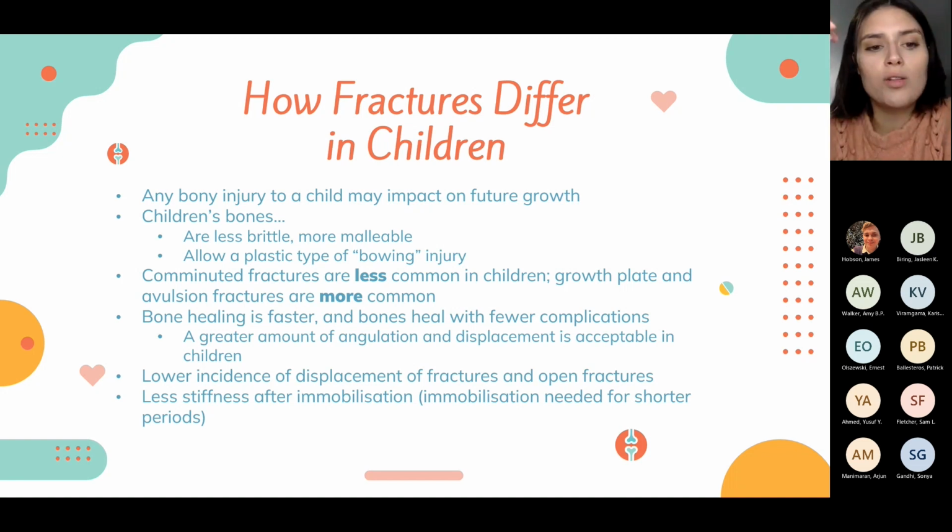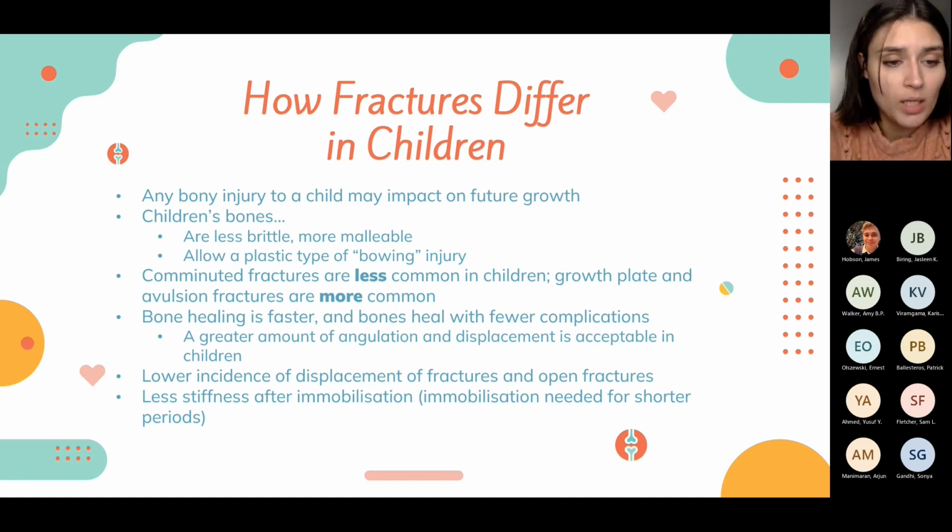There can be a greater amount of angulation and displacement in fractures before you become worried in children, because they can kind of correct for that a bit better. And there is a lower incidence in the first place of fractures that are displaced and open fractures as well in children. Basically, their bones are a bit soft and bendy, which kind of plays in their favour a lot of the time. They also get a bit less stiffness after immobilisation, and that's generally because they don't need immobilising for as long a time as adult bones, because they can rebuild their bones so quickly.